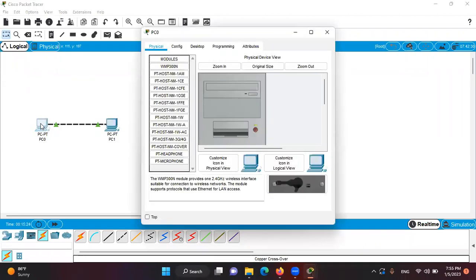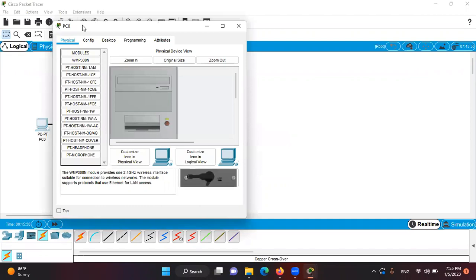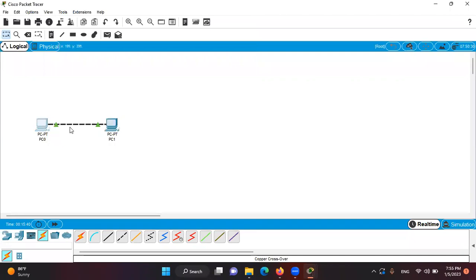So when you are going to give IP configurations, you can click on the icon. Again, those who have Packet Tracer already installed, you can practice with me. Open Packet Tracer, add two computers, take this copper cross-over cable, and connect them.